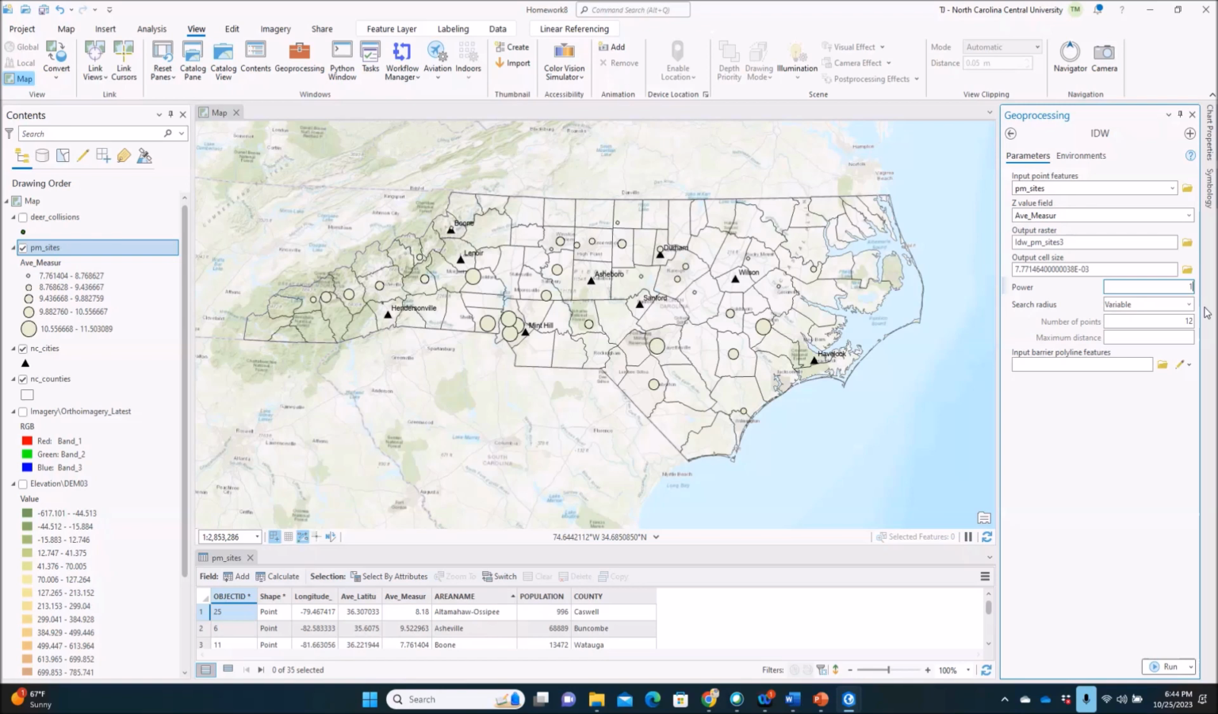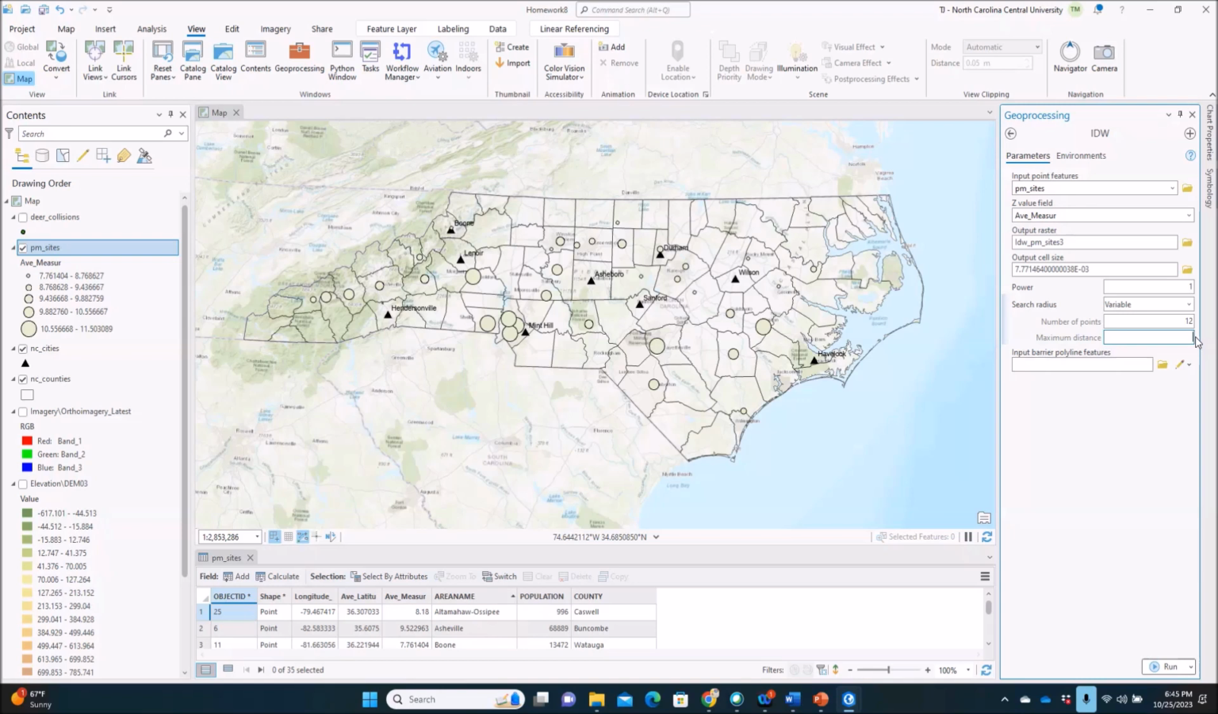Now, my search radius, I'm going to set that to be variable. The number of points, we'll make it 12 points. It's like the nearest 12 points, right? So now it's going to get really weird once we get out to eastern North Carolina because 12 points is going to be really far, which probably won't have an impact. But if I set a maximum distance right here, and I can set this in degrees, like 1 degree is equal to about 70 miles. If I were to set this to like 1 degree, meaning I'm only going to look 70 miles away.